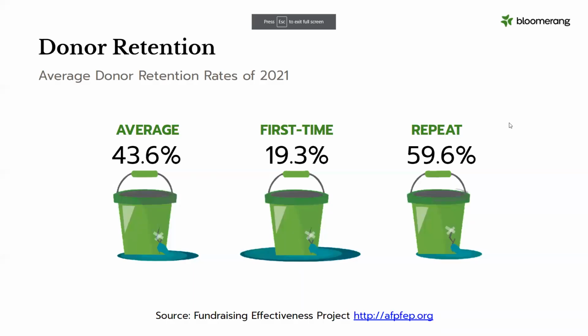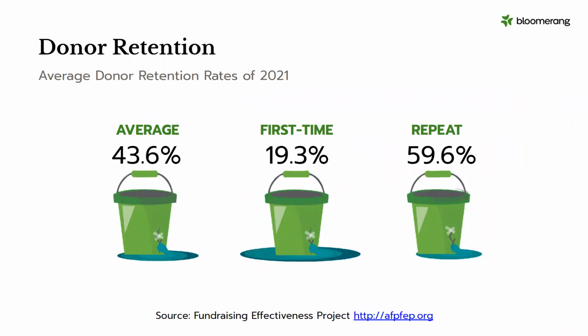Now, again, I wanted to review a big part of why we're talking about this: your donor retention. Our average donor retention rates, as of 2021, for nonprofits on average, is 43.6%. However, if you break that down further, for first-time donors, it's 19.3%, versus 59.6% for your repeat donors.